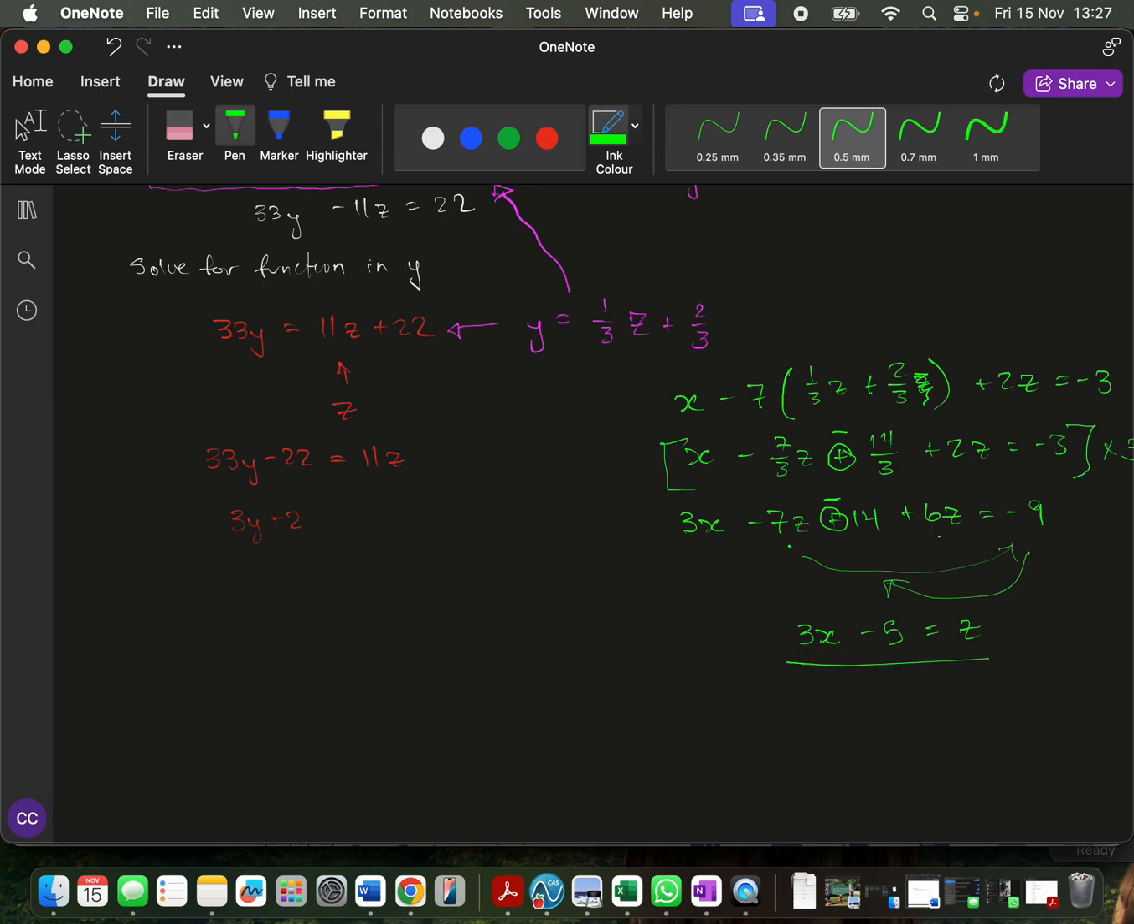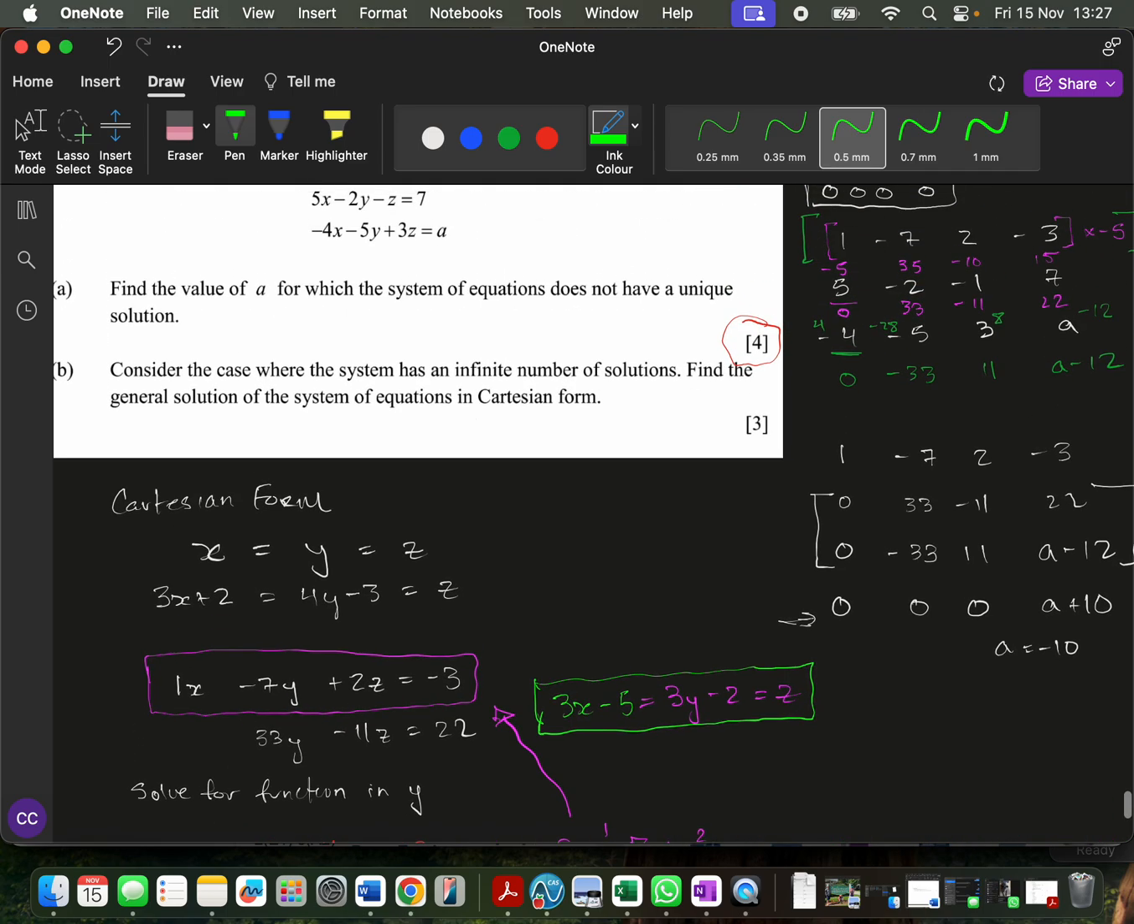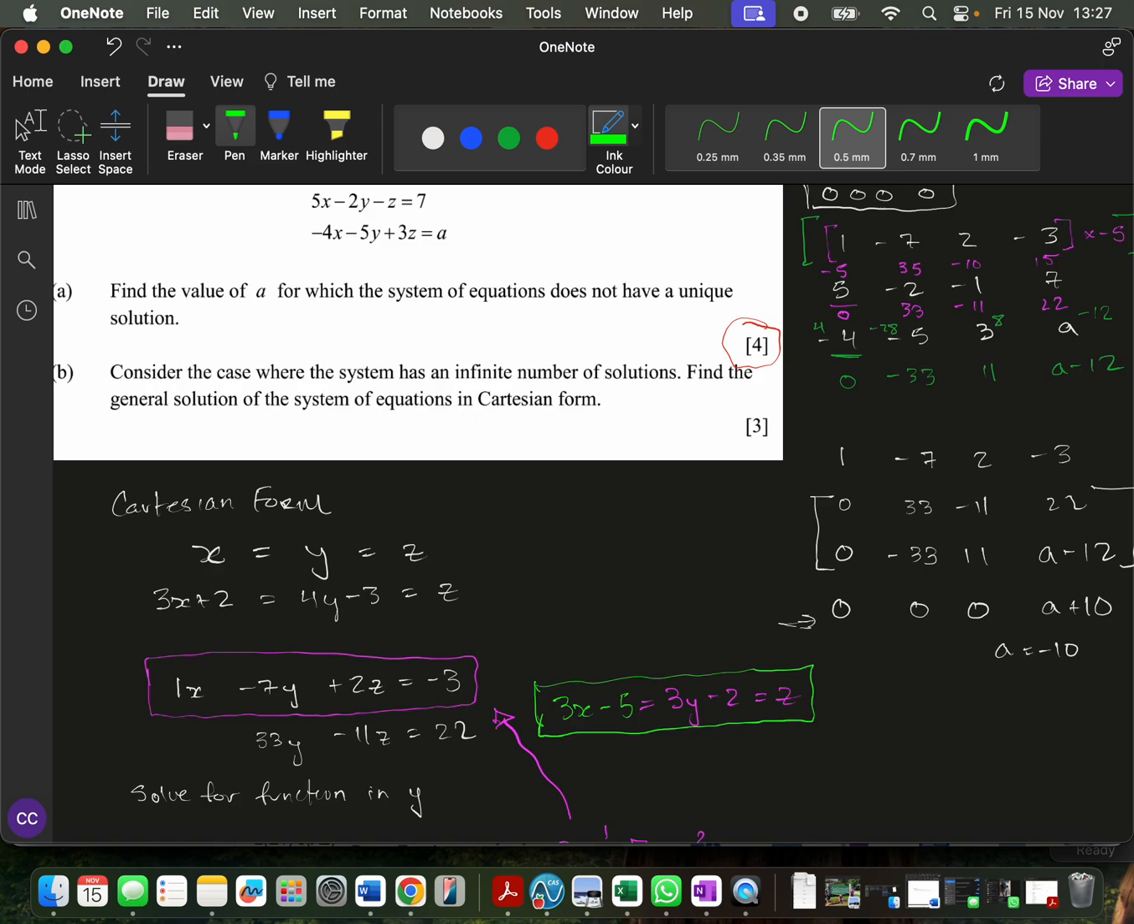So now I have an expression for z in terms of x, and that is going to be 3x minus 5. This is the Cartesian equation for that system up there, okay? So that's what we have to do. I hope that's helpful.